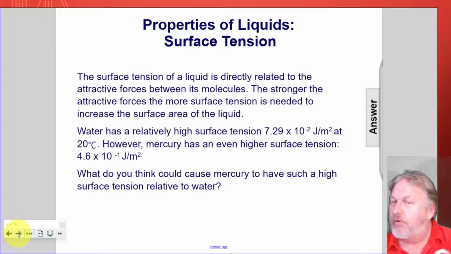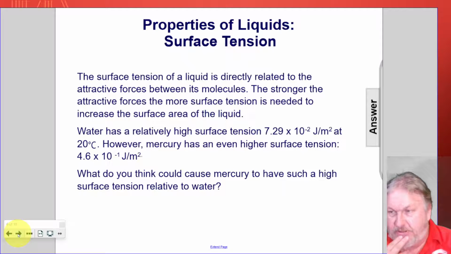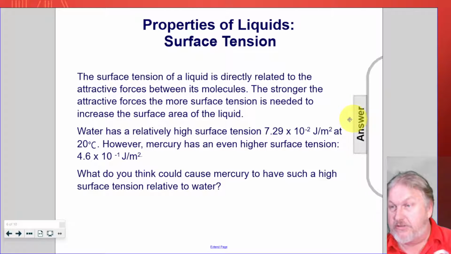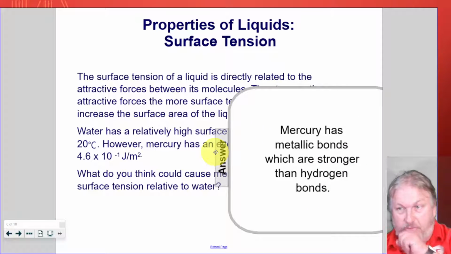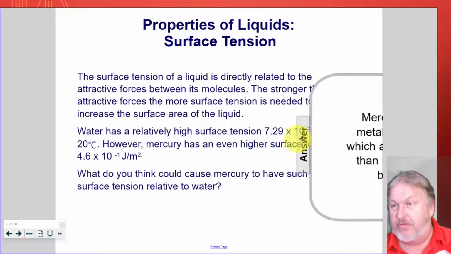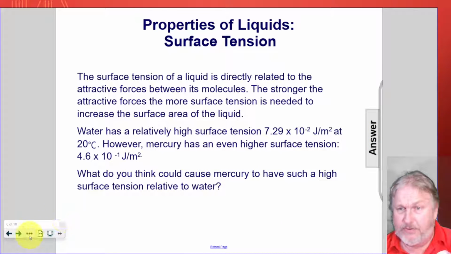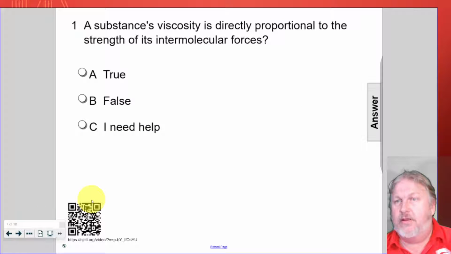Why do you think mercury would have a higher surface tension? Let's think about it. Look on a periodic table. What is mercury compared to water? Mercury is a metal. So those metallic bonds are stronger than the hydrogen bonds of water. Okay, all right, moving on.